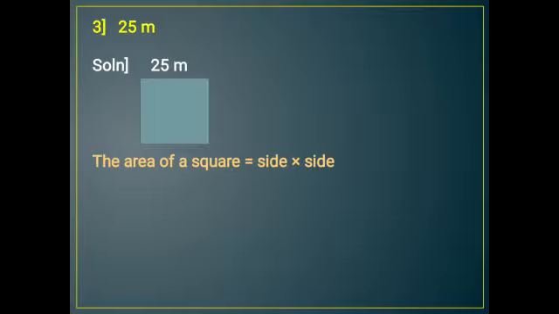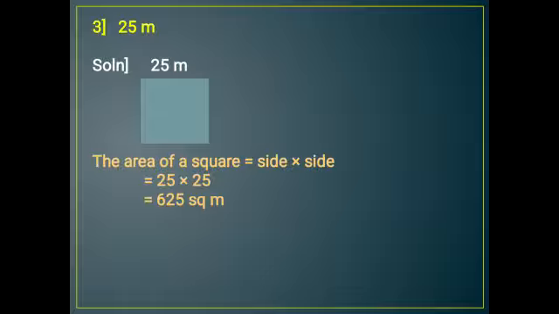What we will do, we will write the formula, that is the area of a square is equal to side into side, which means 25 into 25. So when we multiply 25 into 25, what answer do we get? Yes, we get 625 square meter. Here we will write meter.